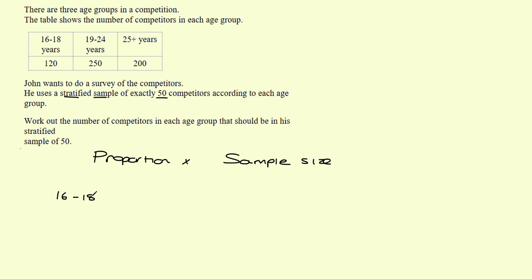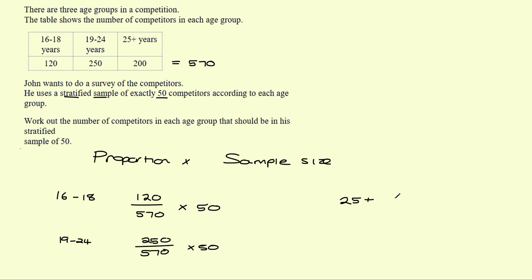Say for 16 to 18, we should be doing 120 out of the total. So we need to add them together, 450, 570. So 120 over 570 multiplied by your sample size of 50. And then 19 to 24, we're looking at 250 out of the 570 times by 50. And then the 25 plus years, you'd be doing 200 out of the 570 multiplied by 50. Get your answers, and that's the way that you're going to do that question.